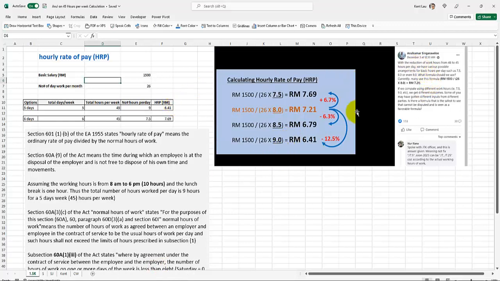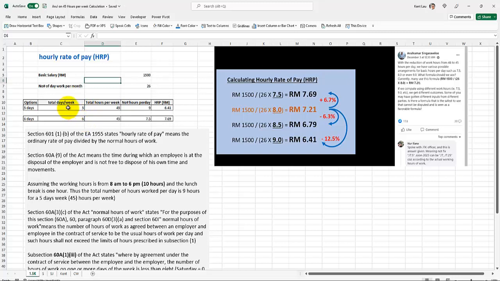Arukumar just shared about how to calculate HRP, the hour rate of pay, because as you all know, by next year it will reduce from 48 hours to 45. So basically there are two major ways to calculate.